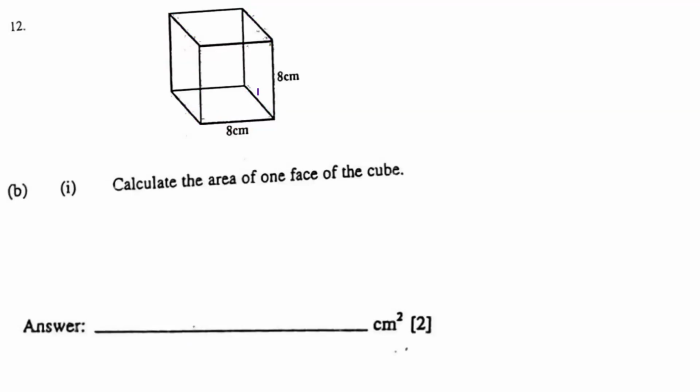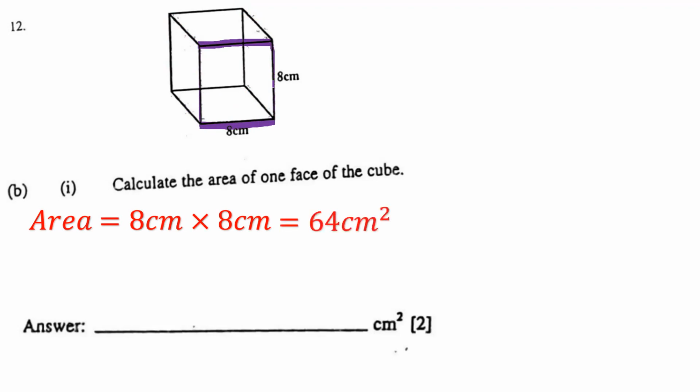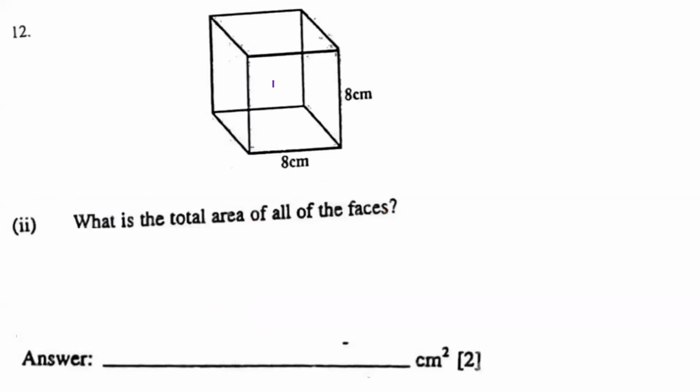Question number 12b says calculate the area of one face of the cube. So we want to calculate the area of one face. Let's choose this one. Well, it is a square, and we know the area of a square is length times width. The length is 8, the width is 8, so 8 centimeters times 8 centimeters is 64 centimeters squared. So the answer is 64 centimeters squared.